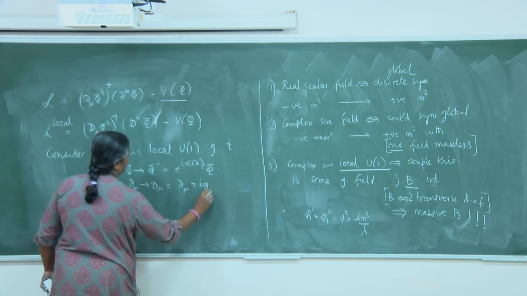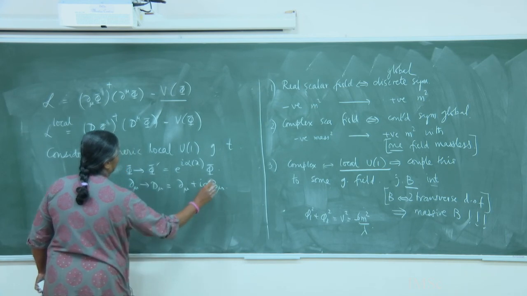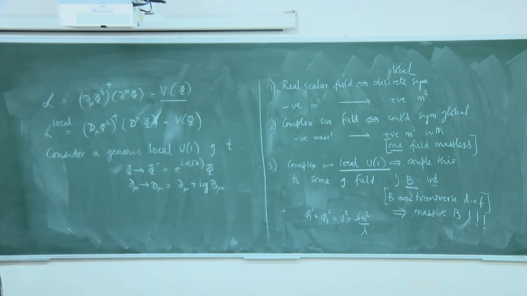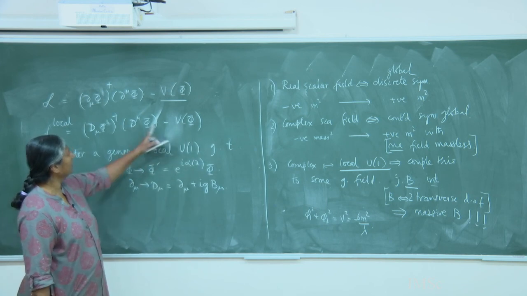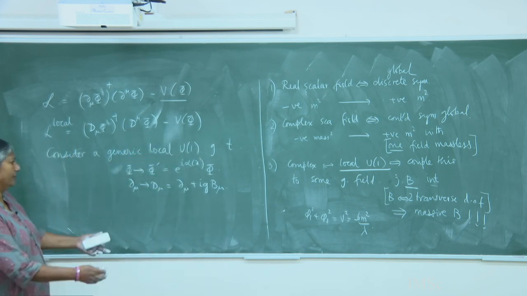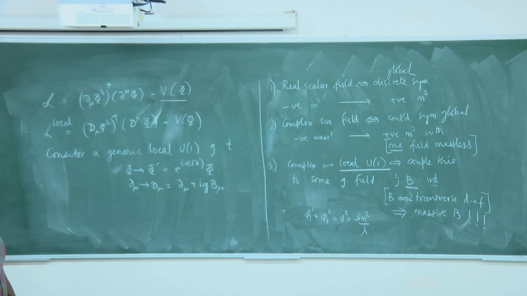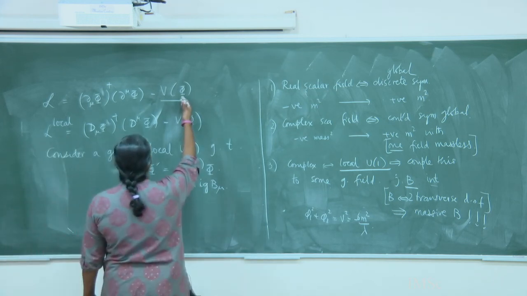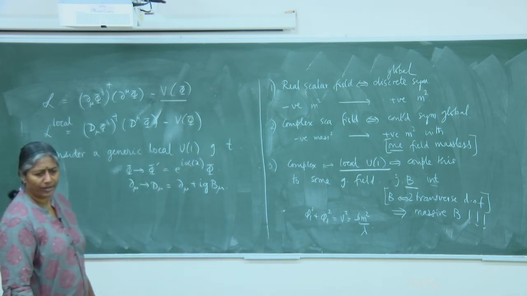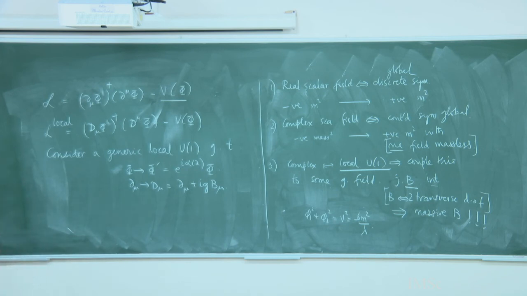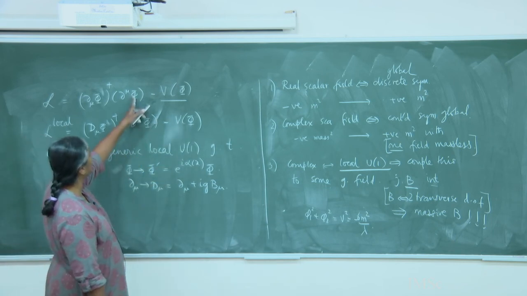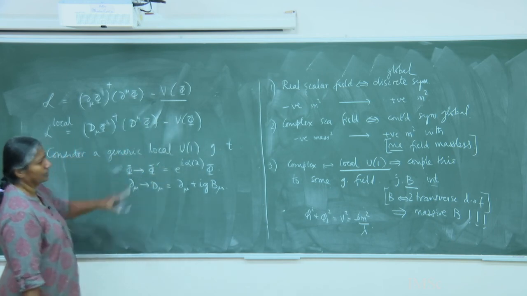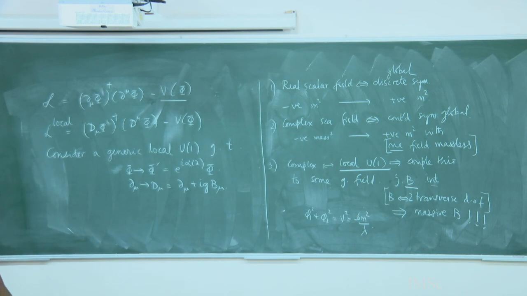Ma'am, your V of phi will also be changed, right? Sorry? No, V of phi will also be changed. Why? It has no coupling to the U(1) gauge field, right? V of phi only has m squared phi squared and lambda by 4 factorial phi fourth, right? So V of phi doesn't know anything about it, V of phi is the potential for the phi field. It won't change. The form is psi star psi.